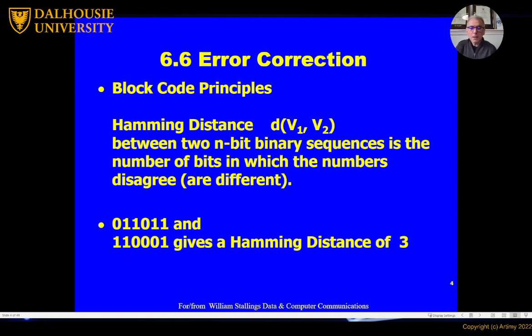Now, obviously, the higher the Hamming distance is, the more difficult for one word to change to another word. If the Hamming distance is 1, it means that only 1 bit needs to be changed to change one word to another. If it is 4, it means that we need to change 4 bits to make one look like the other. So the higher the distance, the more difficult it is to change one word to another.